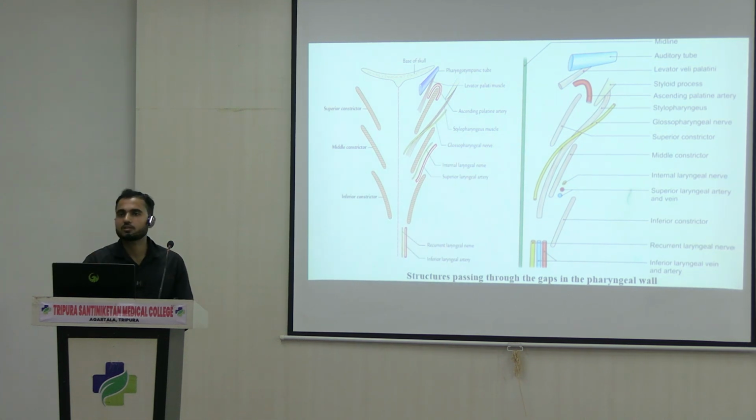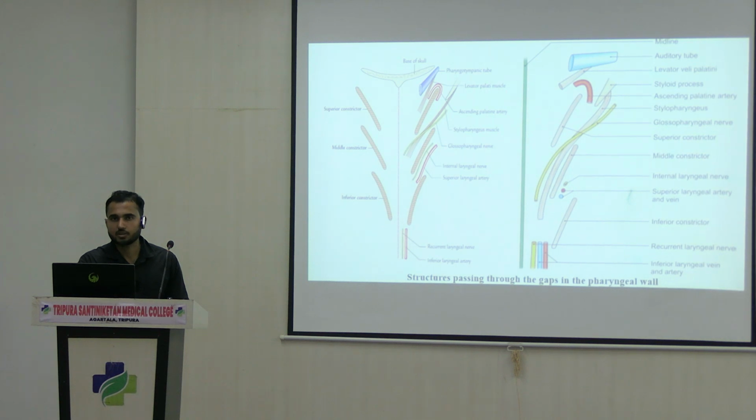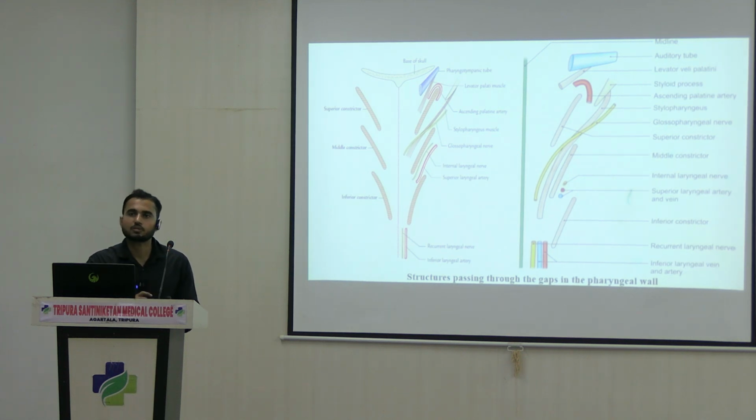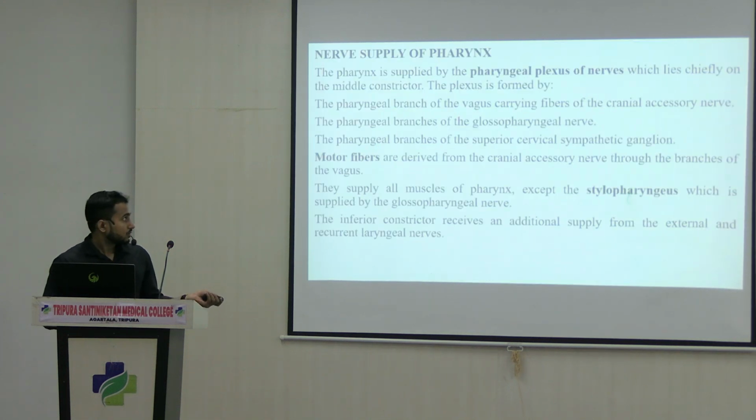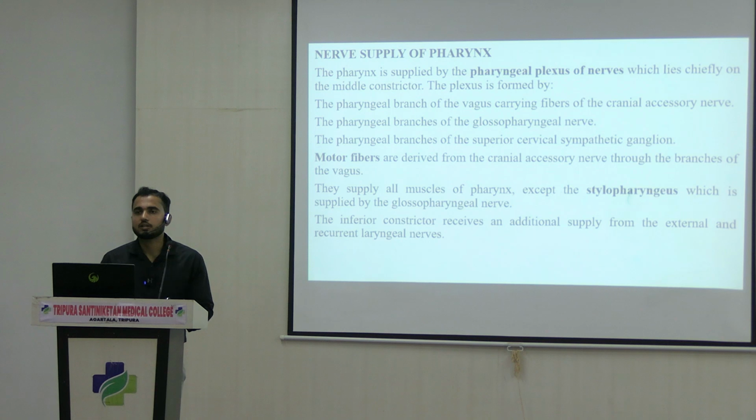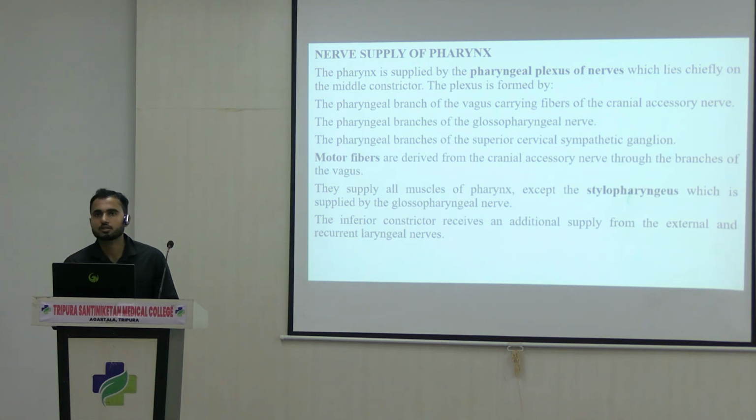Inferior laryngeal artery is a branch of inferior thyroid artery. Recurrent laryngeal nerve is a branch of vagus only. Recurrent laryngeal nerve is very important because it is supplying most of the muscles of the larynx. Not all, most of the muscles of the larynx. So while discussing the larynx, you will come to know about the recurrent laryngeal nerve. So all the structures are extremely important. So that is all about the structures passing through the constrictor muscle.